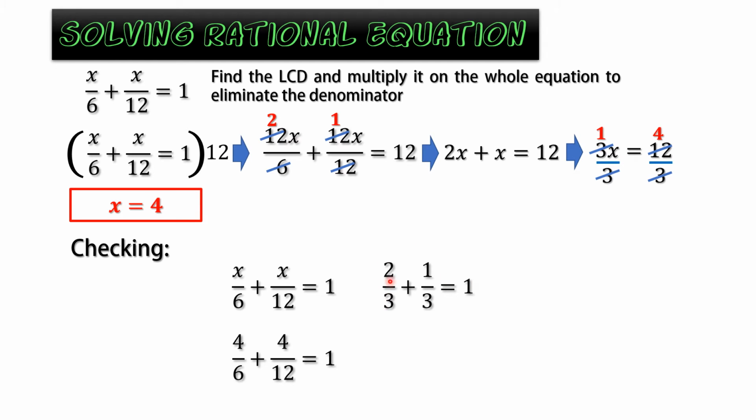In this case, we have two fractions with the same denominator, so we can add them. Just simply add the numerators, 2 plus 1 is 3, then copy the denominator. That is 3 over 3 equals 1. And 3 over 3 is equal to 1. And our answer is correct. Why? Because 1 is equal to 1. Therefore, 4 is the solution of the rational equation that we have here above. Okay, that's the whole process on solving rational equations.